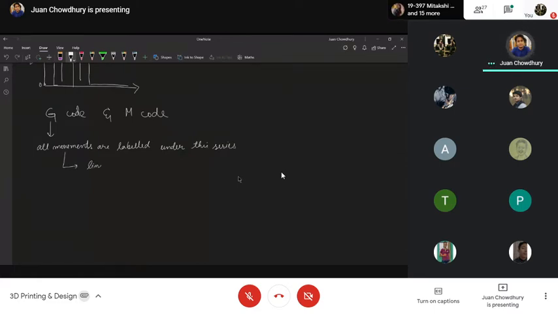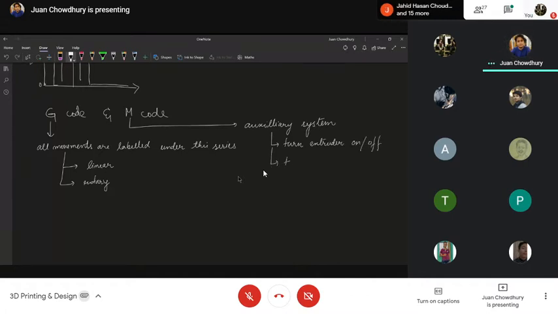It can be linear motion. It can be rotary motion. It can also be stage-wise motion. But M codes are for auxiliary systems. What are the auxiliary systems that we are talking about? Auxiliary systems are: turn extruder on/off, turn heater on/off. So these are entirely different systems.